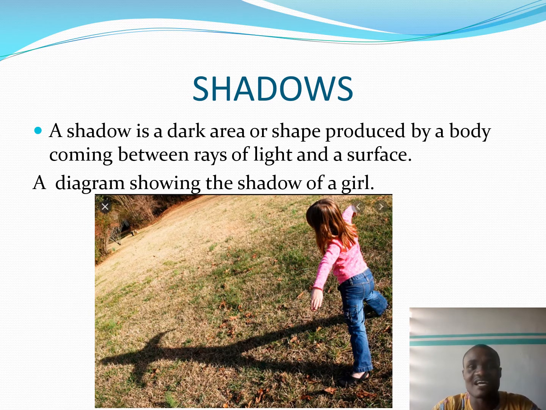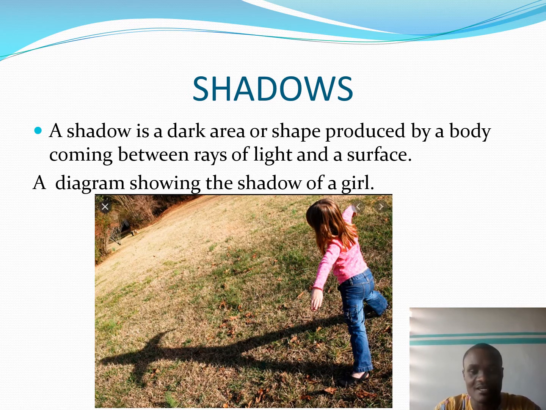A shadow is just a dark area or shape produced by a body coming between rays of light and a surface. So in the image that you are seeing over here, the surface is the ground, and the shadow of the girl is cast on the ground. The body that has come between the rays of light and the surface is the girl.